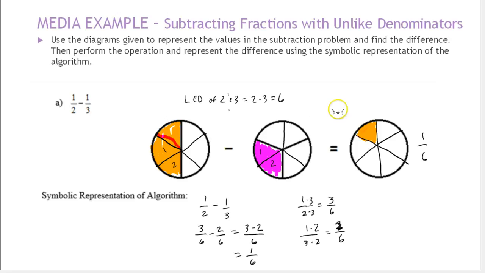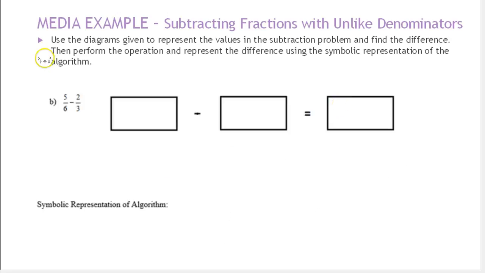Let's look at the next one. 5/6 minus 2/3. Notice they don't have a common denominator, but 6 is a multiple of 3, and they share a greatest common factor of 3. So I'm just going to write this as 6 is 3 times 2, 3 is 3 times 1, so we can see 3 is their greatest common factor. So let's start by cutting this into 6 pieces. I'm going to start by cutting it in half, and then cutting the halves into thirds.